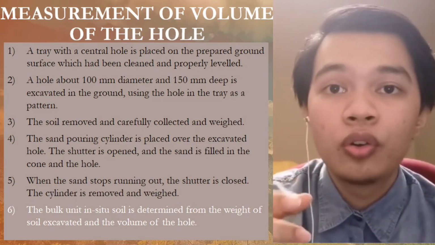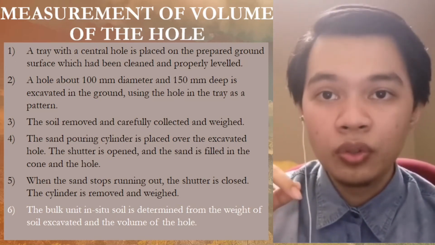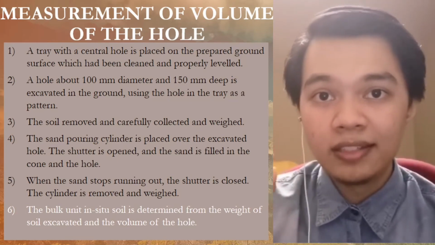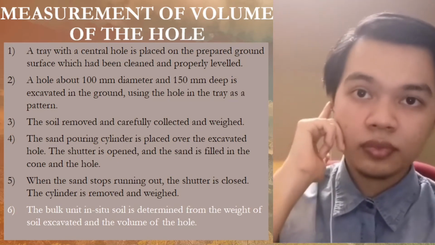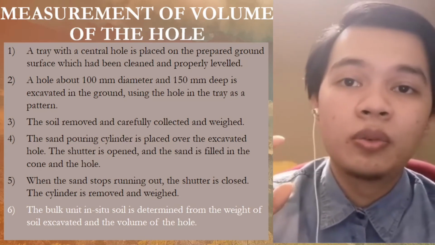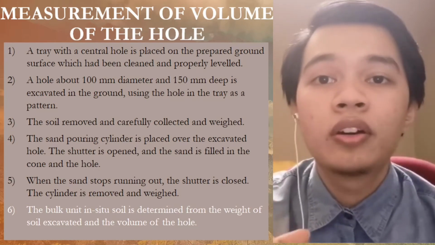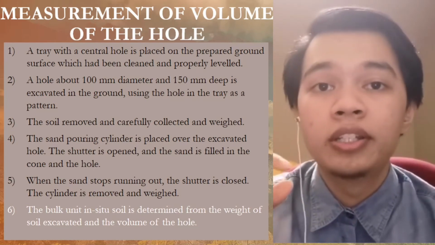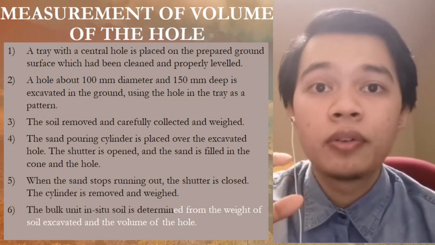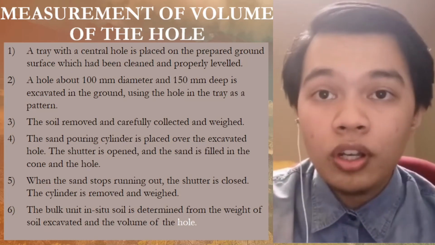Next, the volume of the hole is determined from the weight of the sand filling the hole and the unit weight of sand. The formula is the weight of the cylinder and the sand before pouring into the hole, minus the weight of the sand in the cone only, minus the weight of the cylinder after pouring sand into the hole, divided by the unit weight of sand as found from the calibration. Okay, next, the bulk unit weight of the in situ soil is determined from the weight of the soil excavated and the volume of the hole.